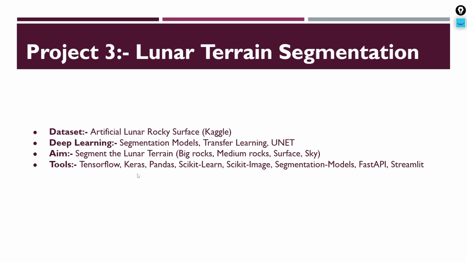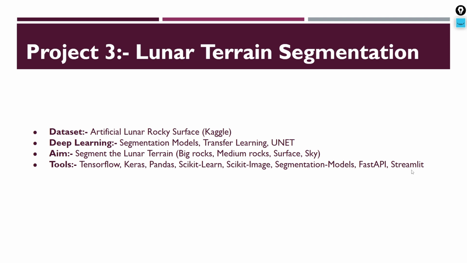TensorFlow and Keras are used to train our deep learning model. Pandas again over here to deal with some CSV files that we have in the project. Scikit-learn to handle the evaluation metrics. Scikit-image to deal with the image processing. We are also going to use Segmentation Models, which can help you do the transfer learning, provide the U-Net architecture, and then train the model with the help of TensorFlow and Keras. And then again, we are going to use FastAPI and Streamlit to create our whole web application.